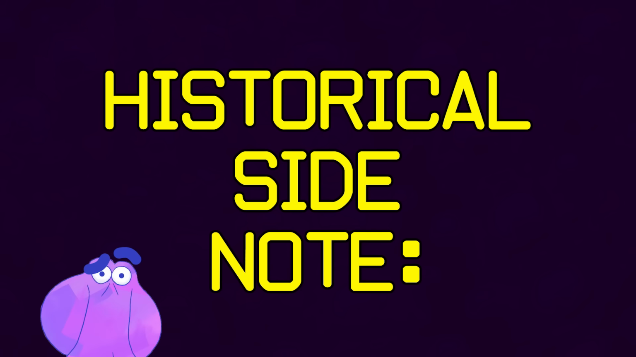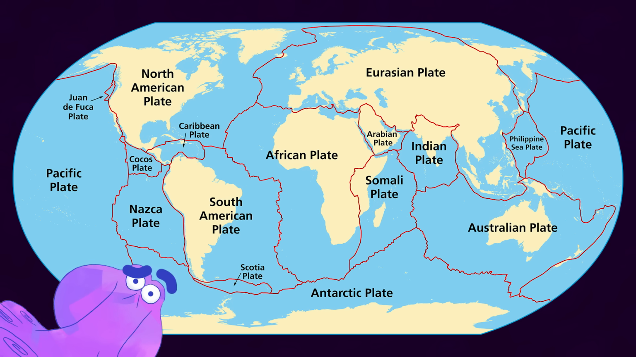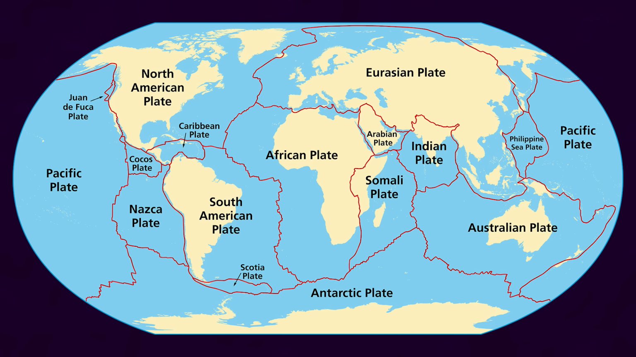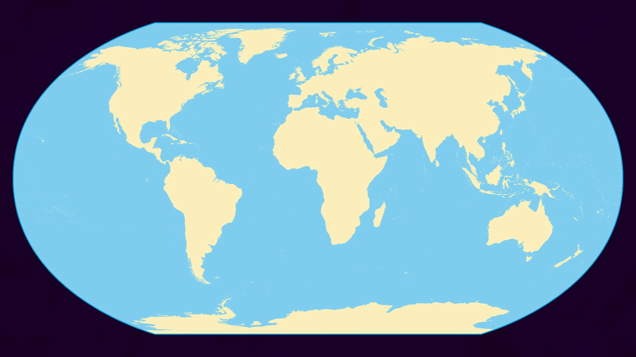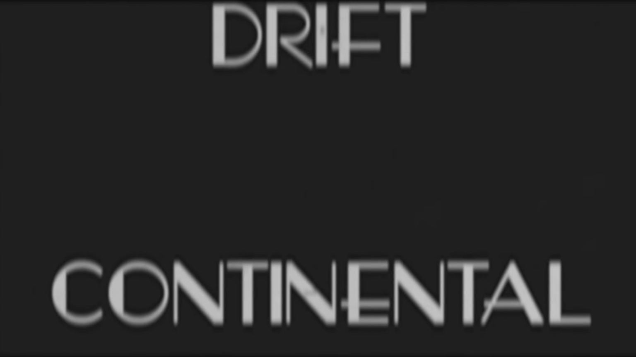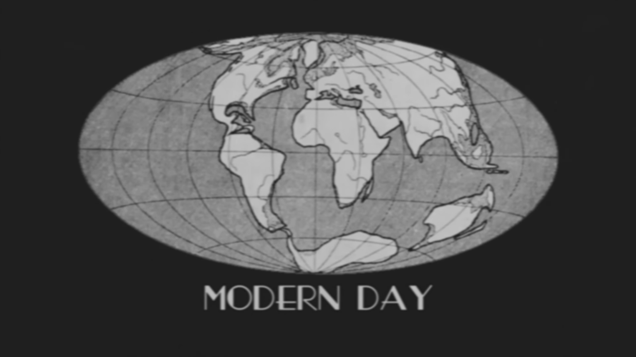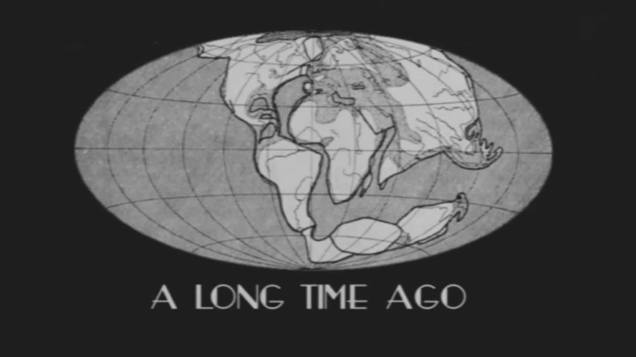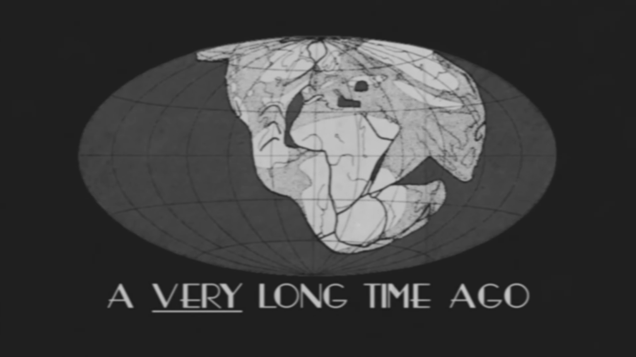Historical side note, did you know that plate tectonics is kind of a new-ish theory? It was believed for a really long time that the crust of the Earth was solid and it didn't move, and it wasn't until this German dude, Alfred Wegener, came up with the concept of continental drift in the 1920s. He believed that the continents did move, and at one point they were all stuck together in a supercontinent called Pangaea.